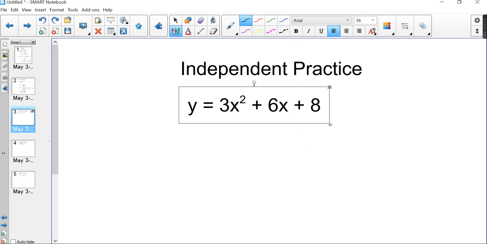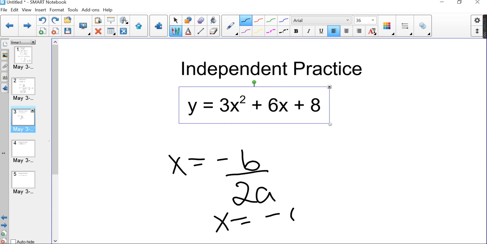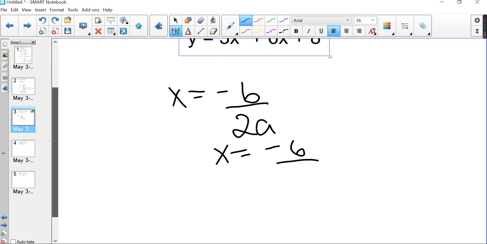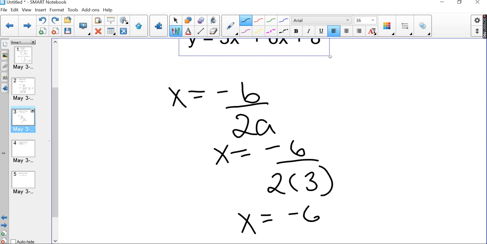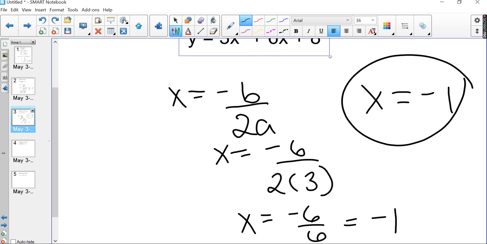And one last one, independent practice. x equals negative b over 2a. Pause the video, try to solve yourself, and then come back. Okay, negative b, that would be negative 6 over 2a. That's 2 times 3. So x equals negative 6 over 6, which is negative 1. The answer is x equals negative 1. That's the axis of symmetry of this equation.